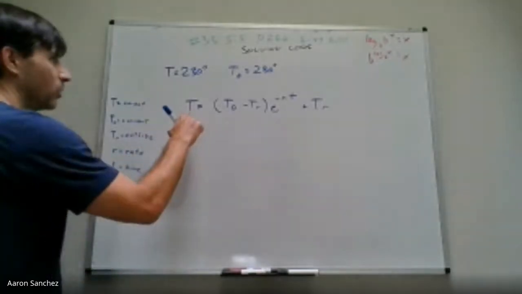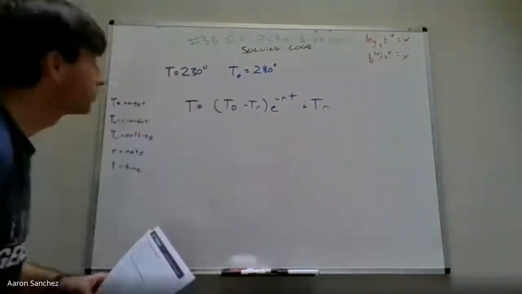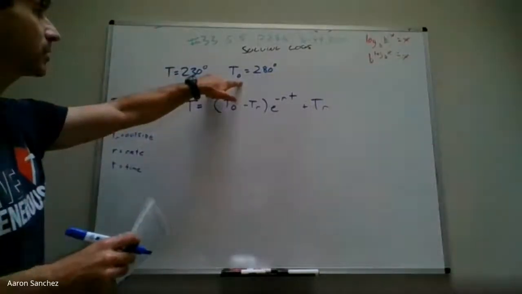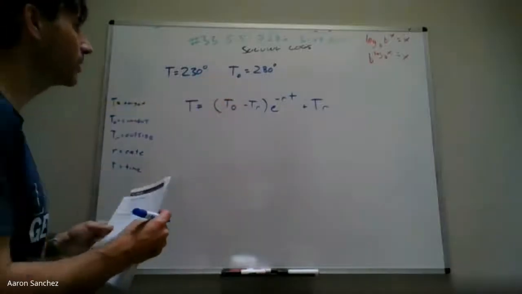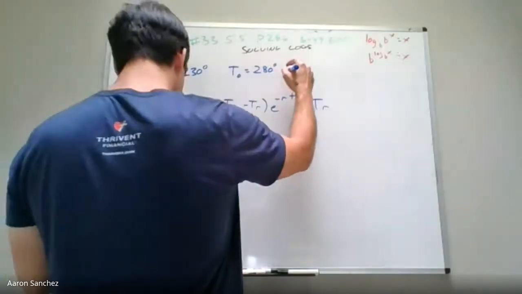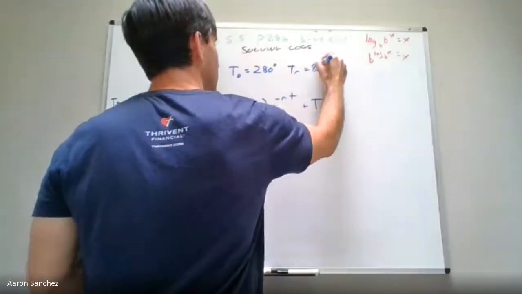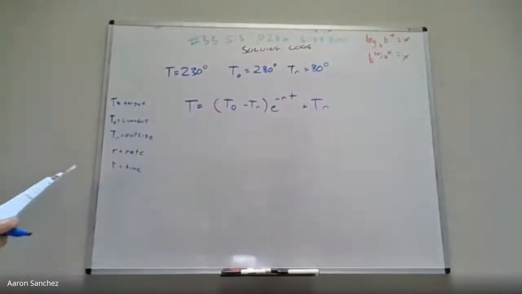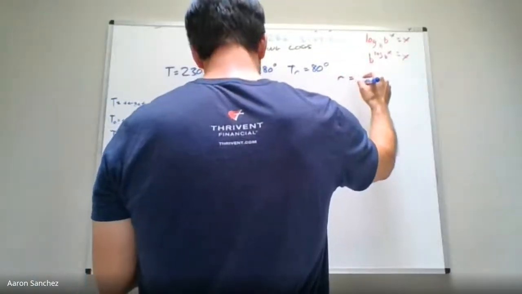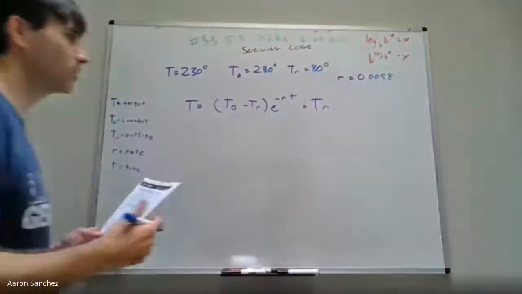Okay, so going back to our problem, we want it to be 230. The current temperature is 280 degrees. We want to cool to 230. The outside temperature, we'll call that T of R, is 80 degrees. I know I'm in the way there. I'm out of the way now. And our rate is 0.0058. Okay, so we just plug it in and solve.